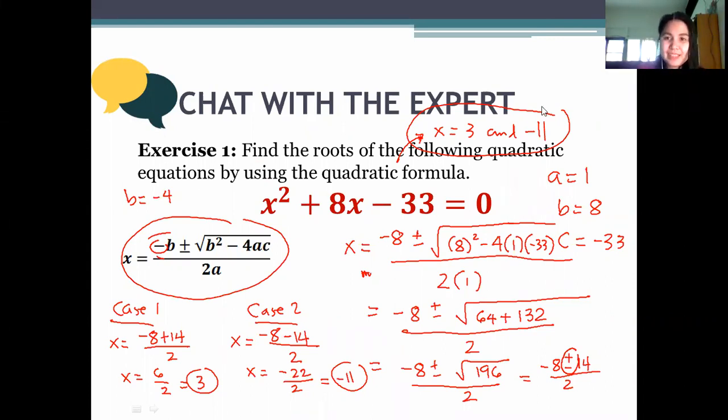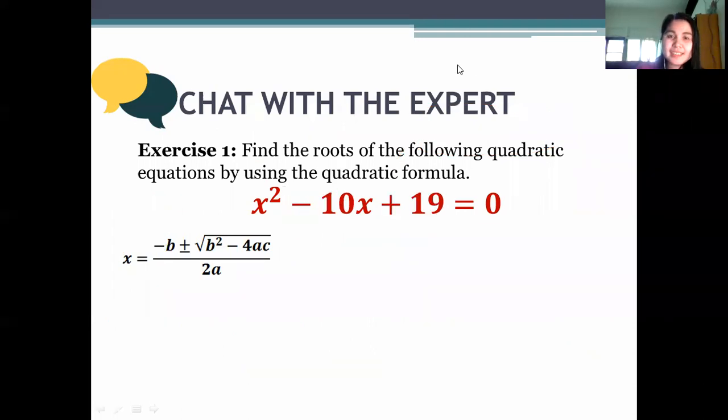Okay, now let's go to the next one. Ready? In the chat box, you tell me what are the values of A, B, and C. Okay, very good. The value of A is 1. The value of B is negative 10. The value of C is 19.